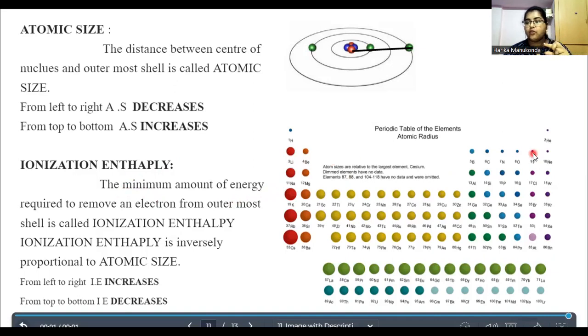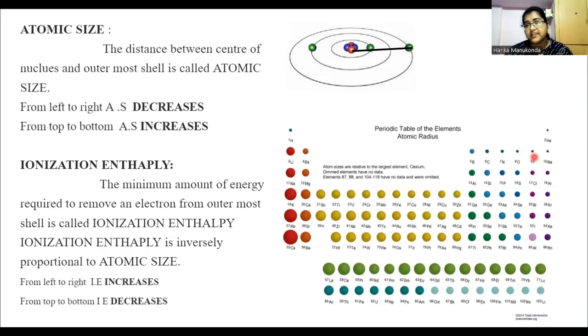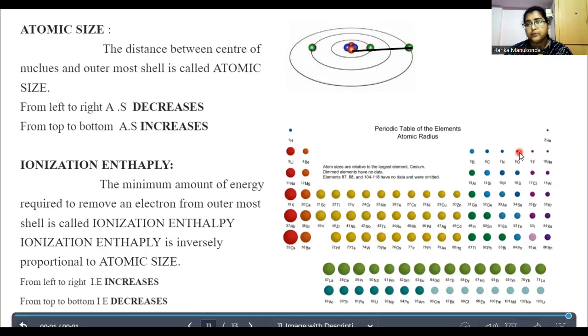In the same way, if you want to remove an electron from here, can you remove it? No, you cannot remove it, because they have very much nuclear attraction. It requires a large amount of ionization enthalpy. So that's why it is very hard to remove. It has more ionization enthalpy. So if you see the relation between ionization enthalpy and atomic size, they are inversely proportional. So ionization enthalpy is inversely proportional to atomic size.